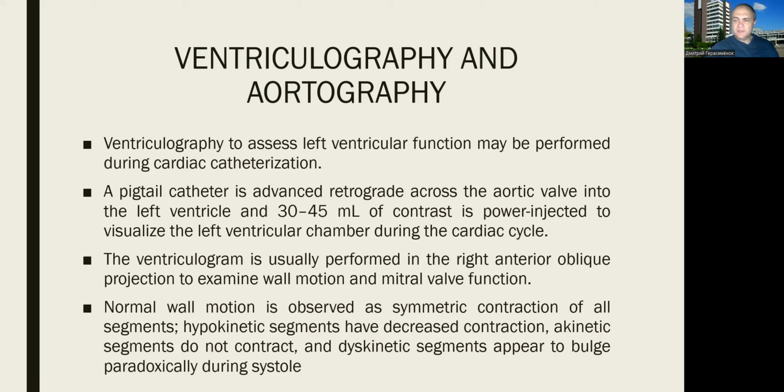Normal wall motion is observed as symmetric contraction of all segments. Hypokinetic segments have decreased contraction, akinetic segments do not contract, and dyskinetic segments appear to bulge paradoxically during systole.